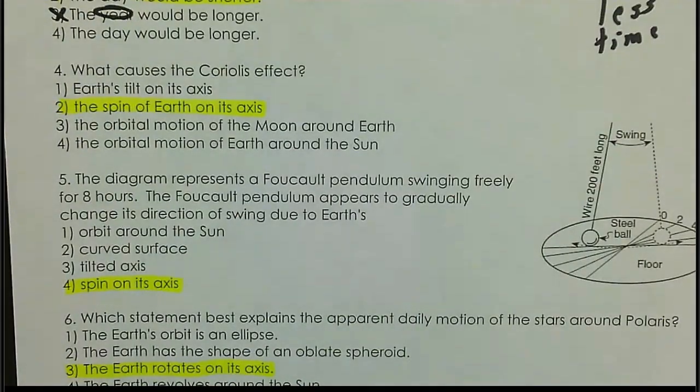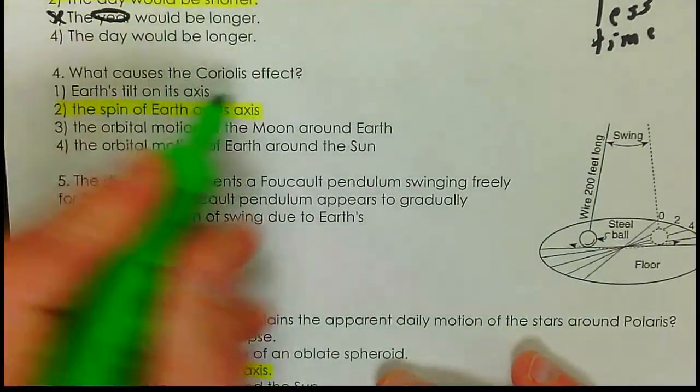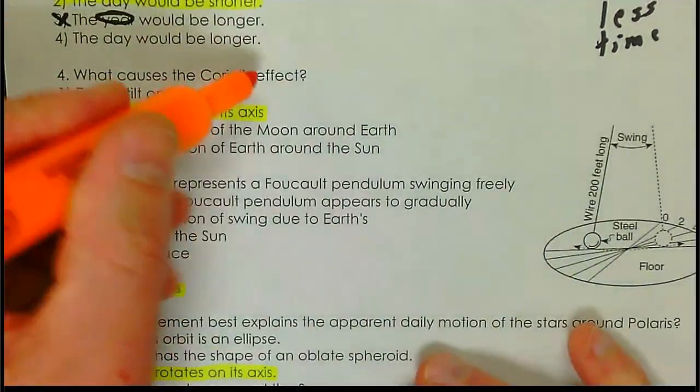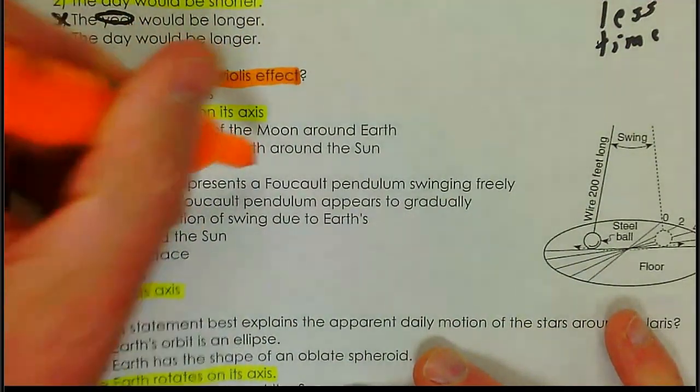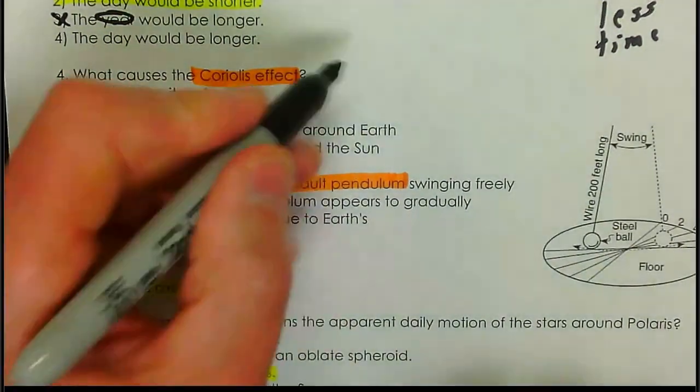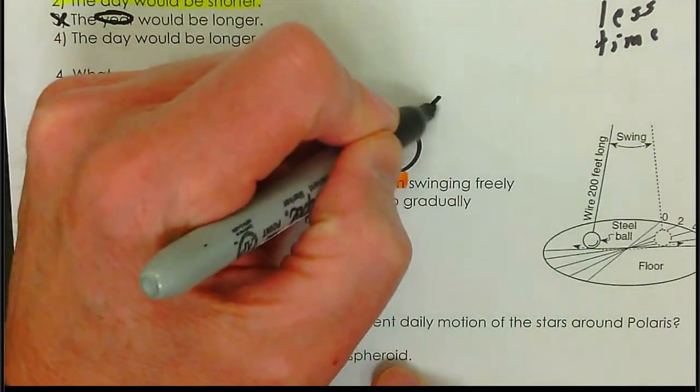So if you see anything that mentions the Coriolis effect, or if you see anything that mentions Foucault's pendulum, either of those two, they all deal with the spin or the rotation of the Earth.